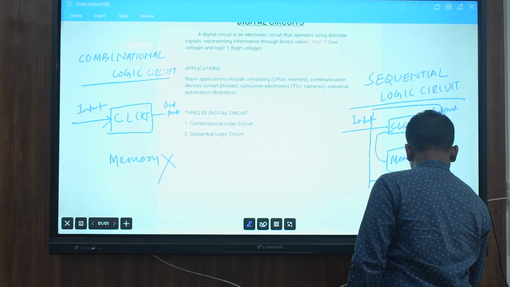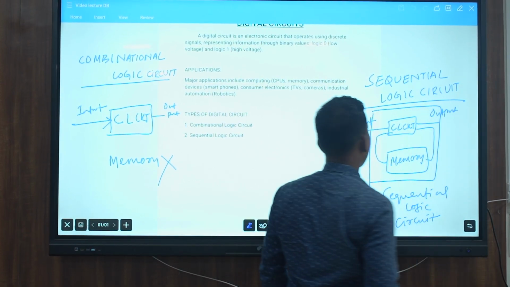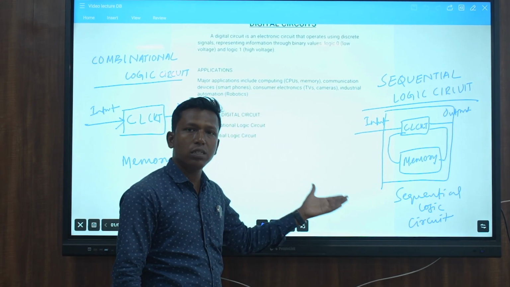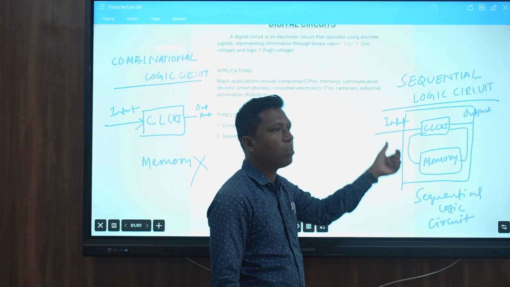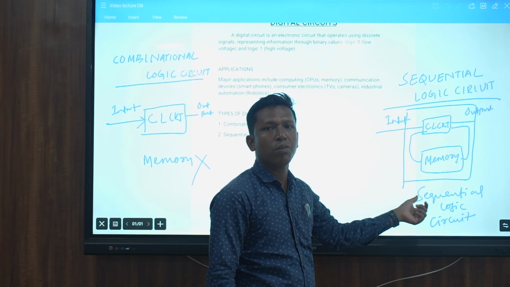That means a sequential logic circuit is a type of digital circuit in which the present output depends on the present input and the past output, or memory, whatever is stored.